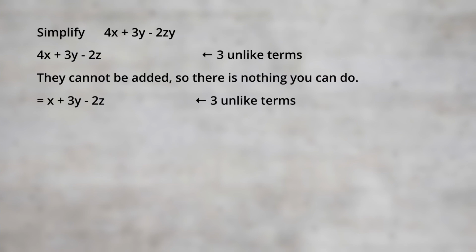Look at the next example. Did you remember to count the number of terms first? There are 3 terms, but they are all different. These are unlike terms and cannot be added. So the answer is the same expression 4x plus 3y minus 2z. This is where many learners who are new to algebra make errors and get so confused. If the terms are not exactly the same, you cannot add them, so leave the expression just as it is.